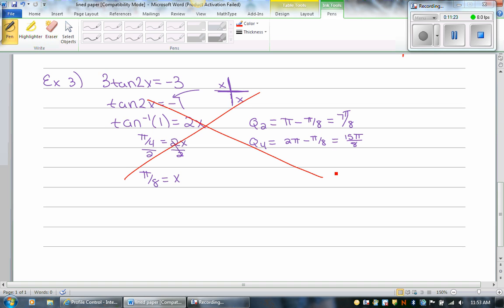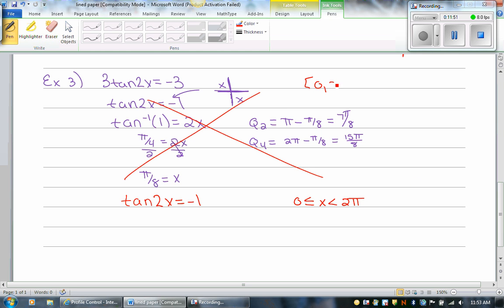Okay, so everything that we did to start was fine. Okay, we had tangent of 2x equals negative 1. That was good. So now here comes the tricky part. We're looking for solutions x to the equation when we're on the interval from 0 to 2 pi. Okay? Our interval to our problem.